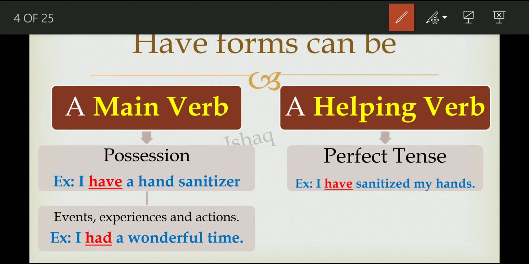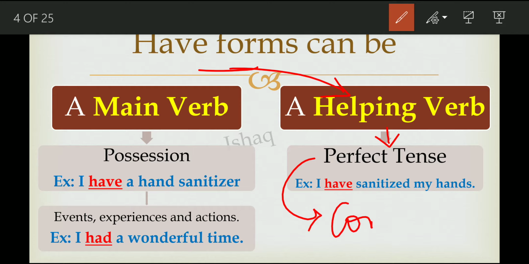Basically, we are using have forms as helping verbs, and helping verbs have forms are used to tell the perfect tense, which means completion of action. So completion, remember this word. So when I use have forms, whatever the have form it is, has, have or had, it is to tell some completion of action.